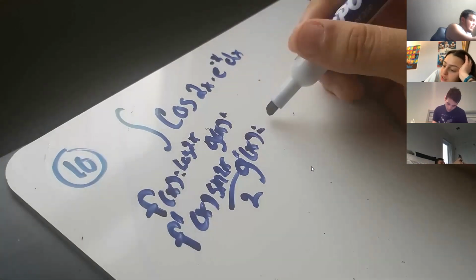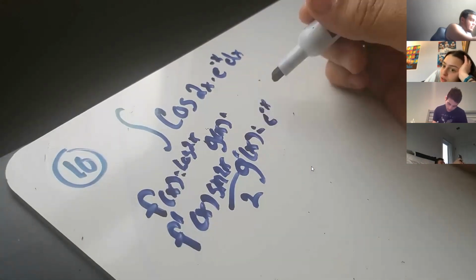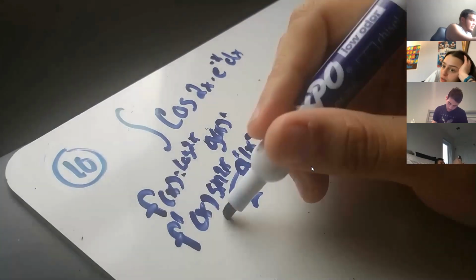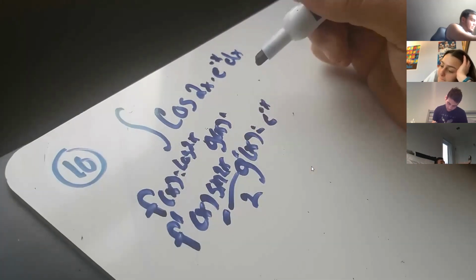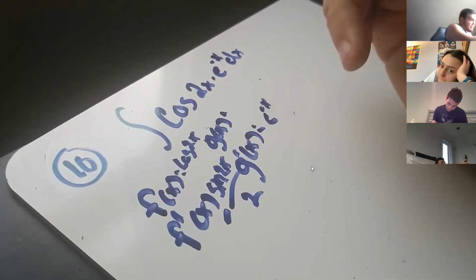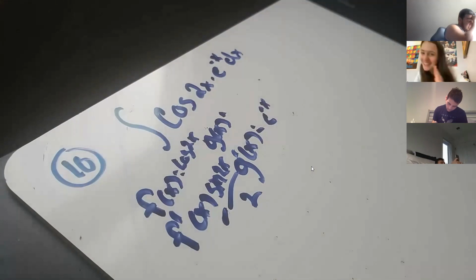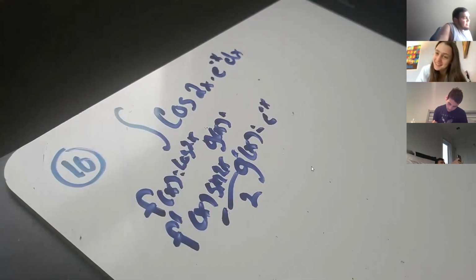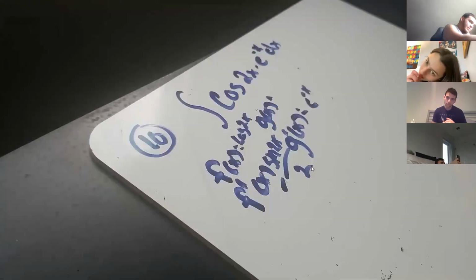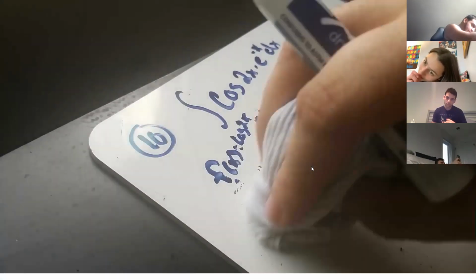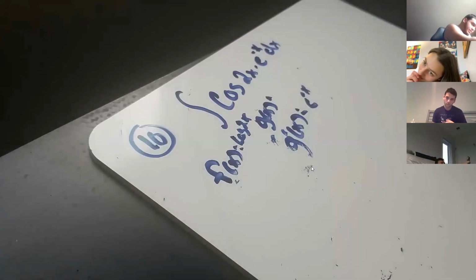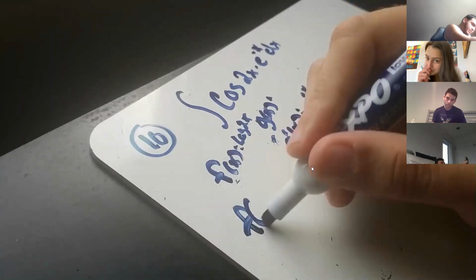G prime of x, isn't it negative sine? Good catch, negative sine. No, it's not negative sine at all. Oh, wait, yeah, it's a derivative. Oh, my fault. It's a derivative, so it's not divided by 2.